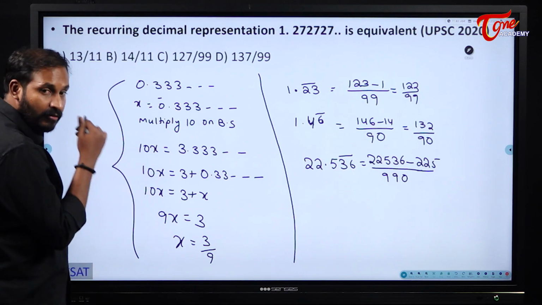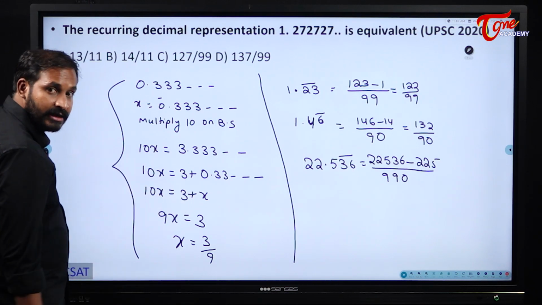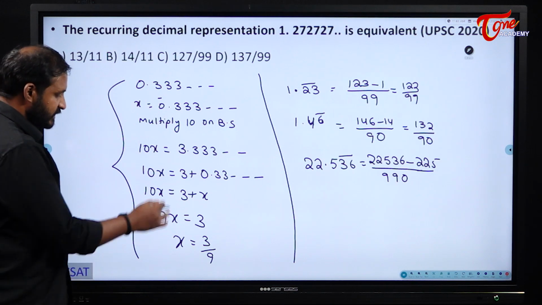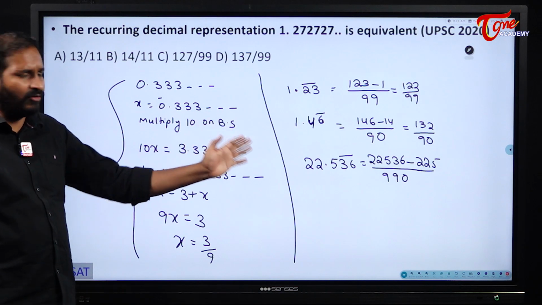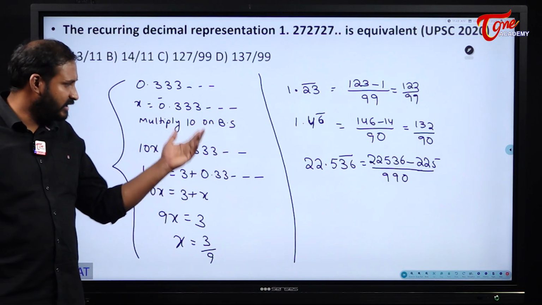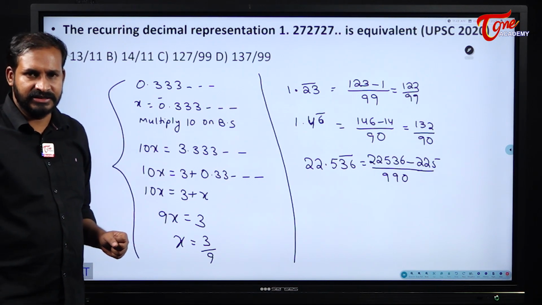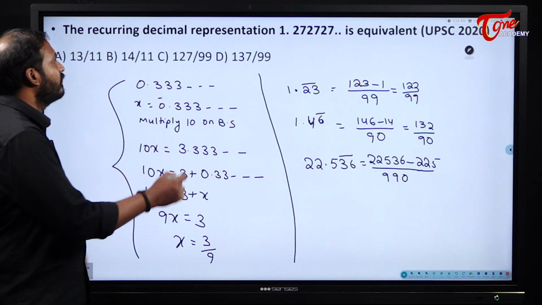In the similar manner, all these things are written. Okay, understood? This is the procedure. This is the reason behind why we are writing it as 3 by 9 and all the remaining things. And for this, we have made a standard procedure, students. That's it, nothing more than that. Now come to our given question.